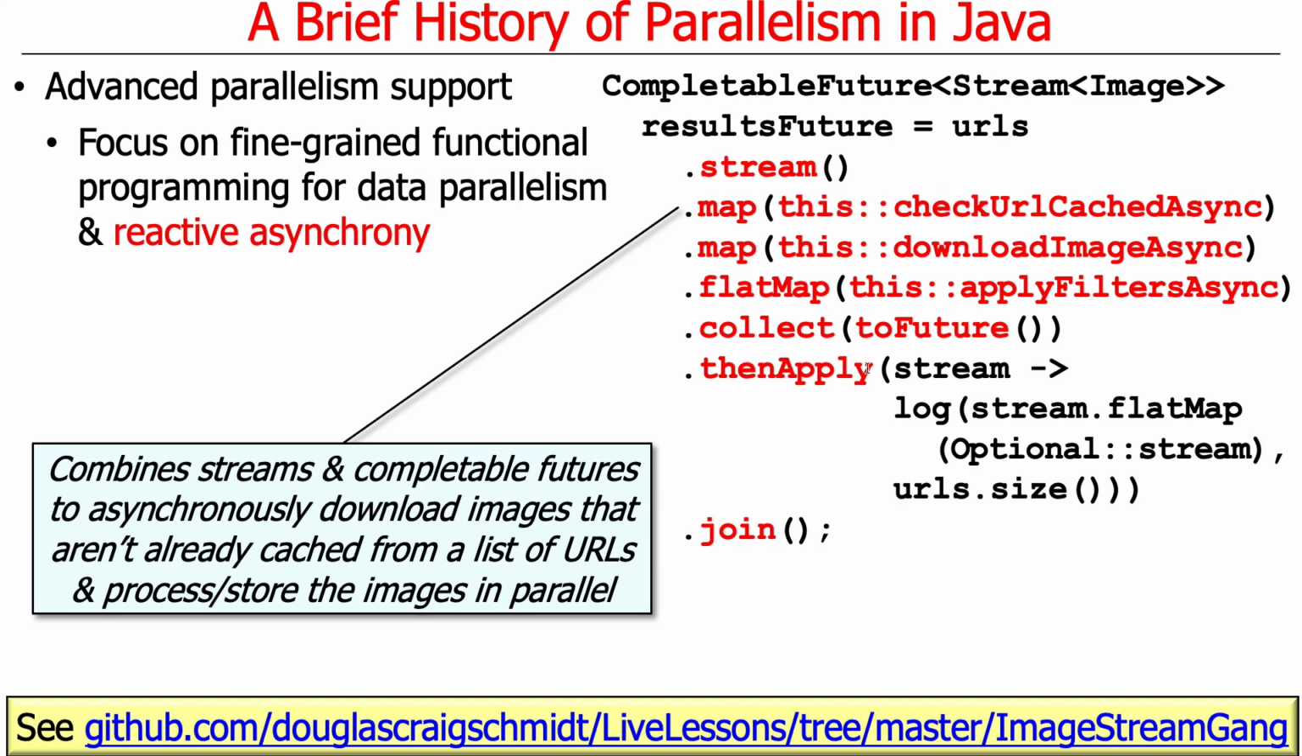It's actually possible to combine streams and completable futures together, so you can do a lot of things in parallel with asynchrony. This is a really, really cool model. We'll talk briefly about it when we get to that later in the course, where you use streams to structure the flow of control, and then you use completable futures to do the processing asynchronously. It's really, really cool.